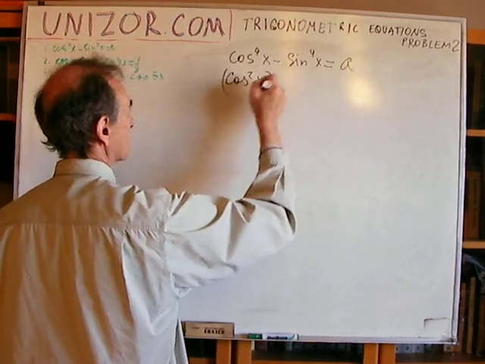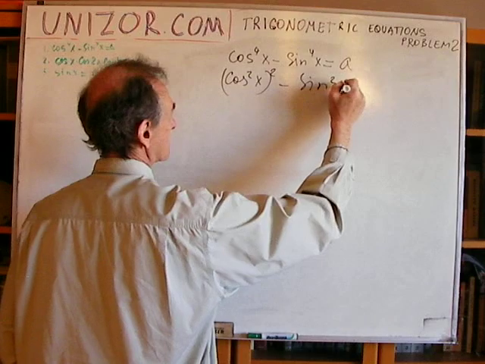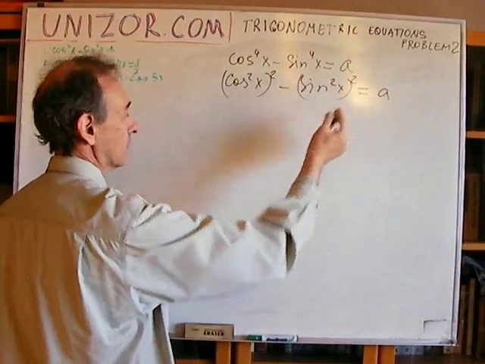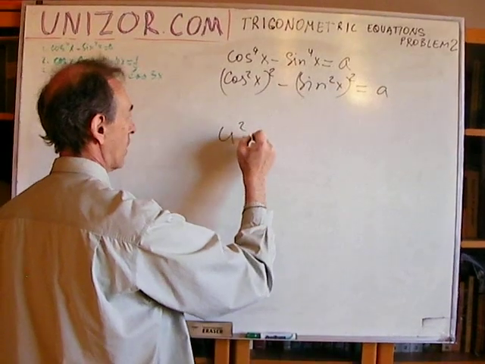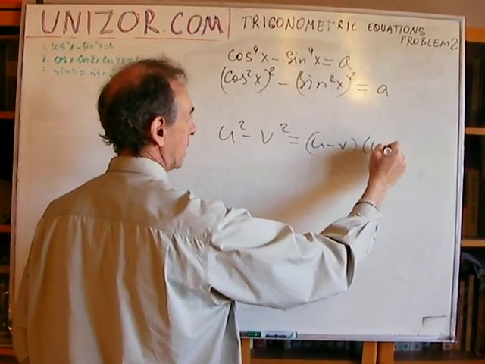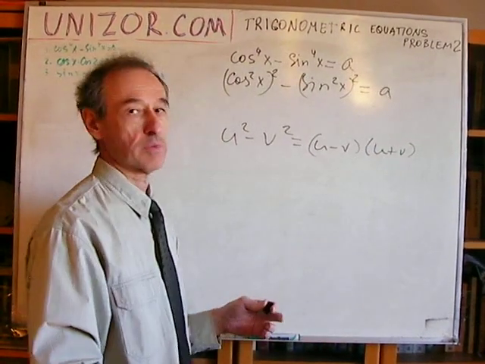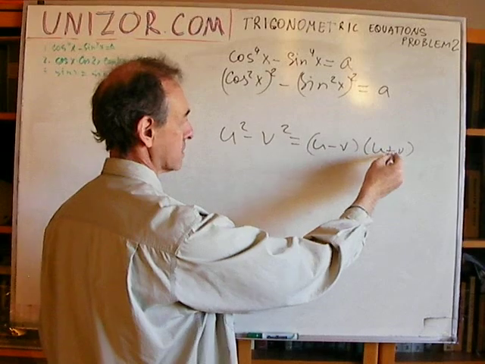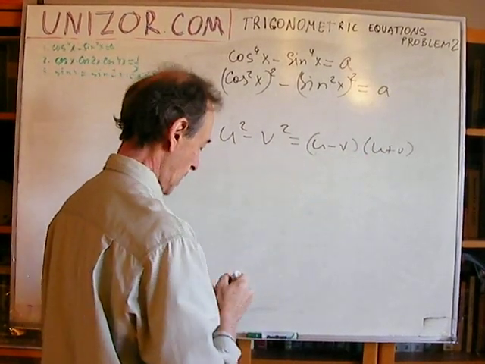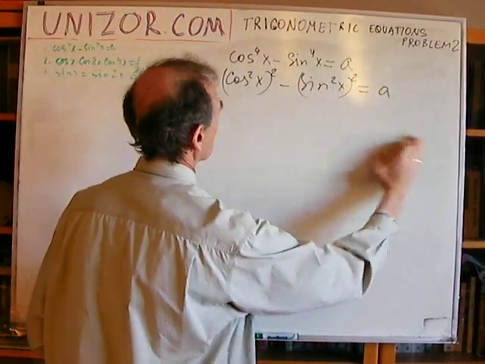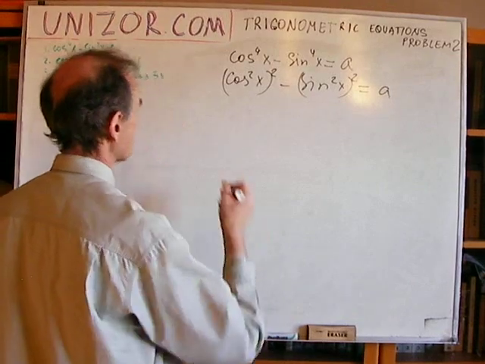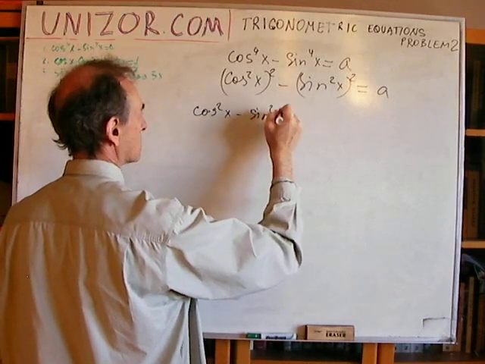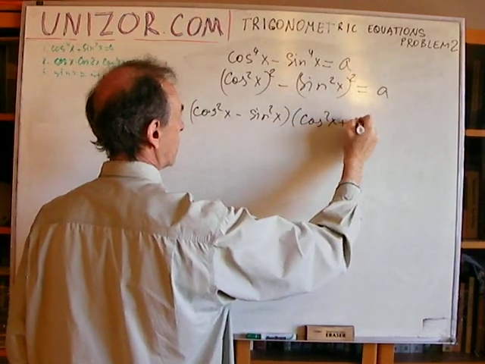Cosine square x, square, minus, same thing with the sine, sine square, square. That's the same thing, right? Now, the difference between two squares, u square minus v square, is equal to u minus v times u plus v. I'm sure you remember it, and those who don't, just multiply these, and the mixed terms will be reduced. This is plus and this is minus, so you will have only u square minus v square. So I will use this, where u is cosine square and v is sine square. So it's cosine square x minus sine square x times cosine square x plus sine square x.